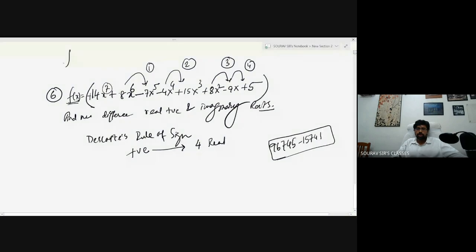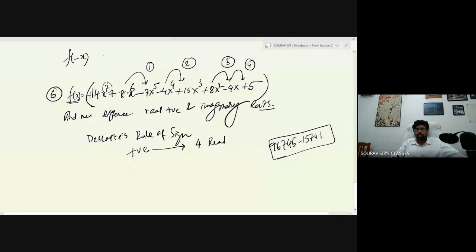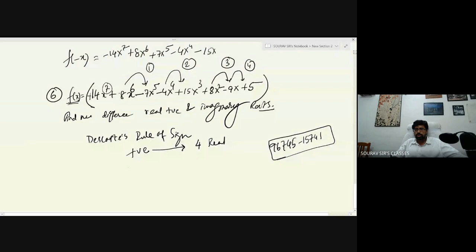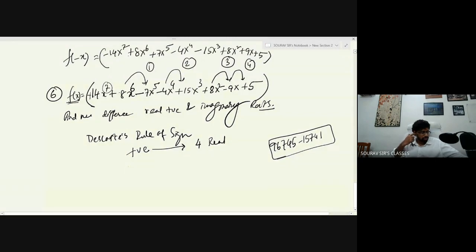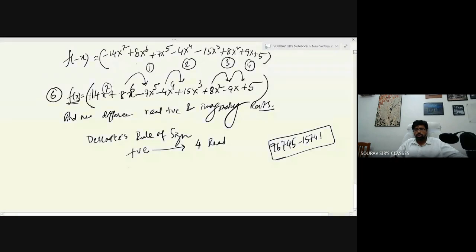Now let's take f of minus x. So that is minus 14x to the power 7 plus 8x to the power 6 plus 7x to the power 5 minus 4x to the power 4 minus 15x cubed plus 8x squared plus 9x plus 5. Here, this is f of minus x. How many sign changes can you see over here? 1, 2, 3.